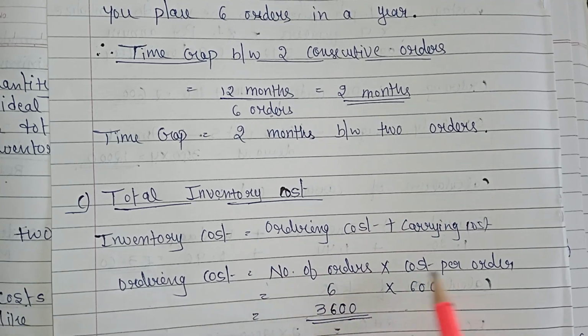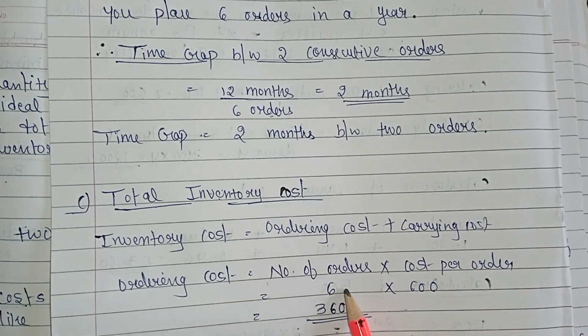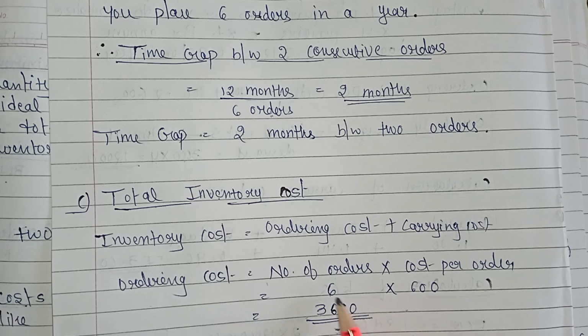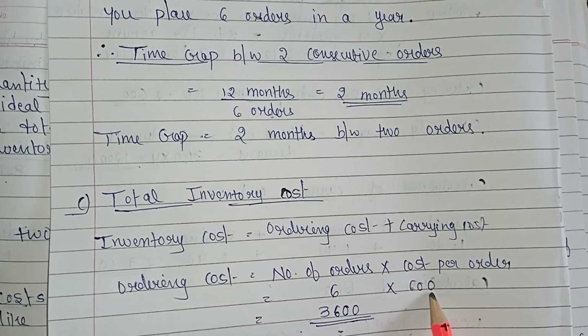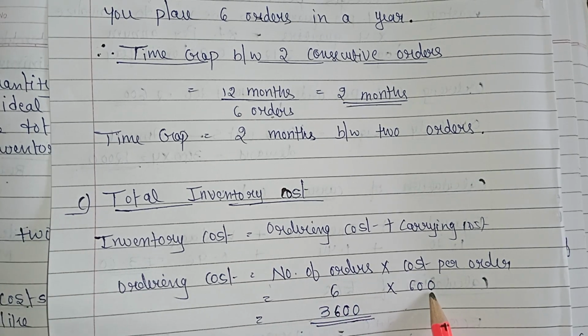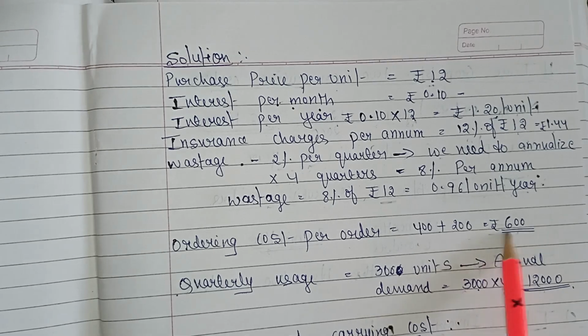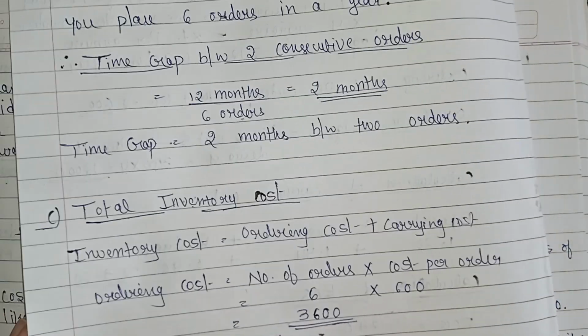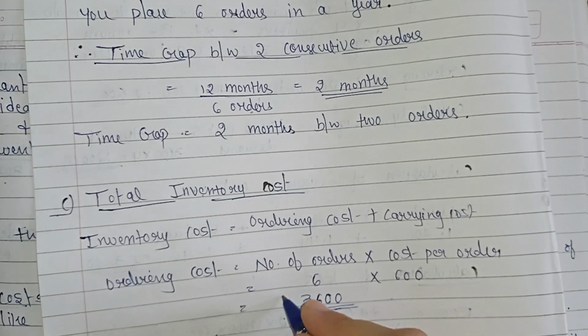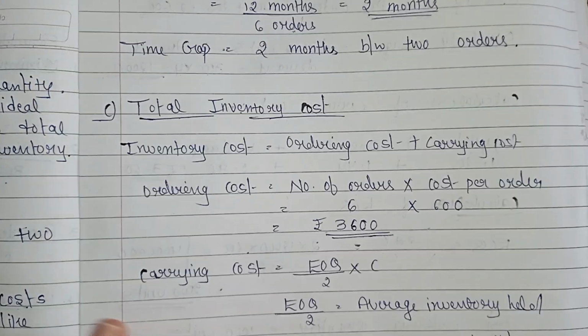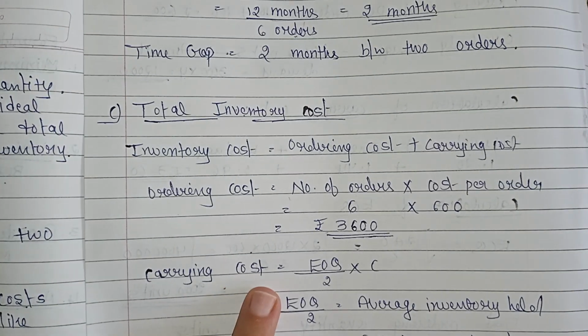So inventory cost equals ordering cost plus carrying cost. Clear? So ordering cost means what? Number of orders into cost per order. Number of orders, how many times we need to order? 6 times, into cost per order, that is 600. So 6 into 600, that is rupees 3600.